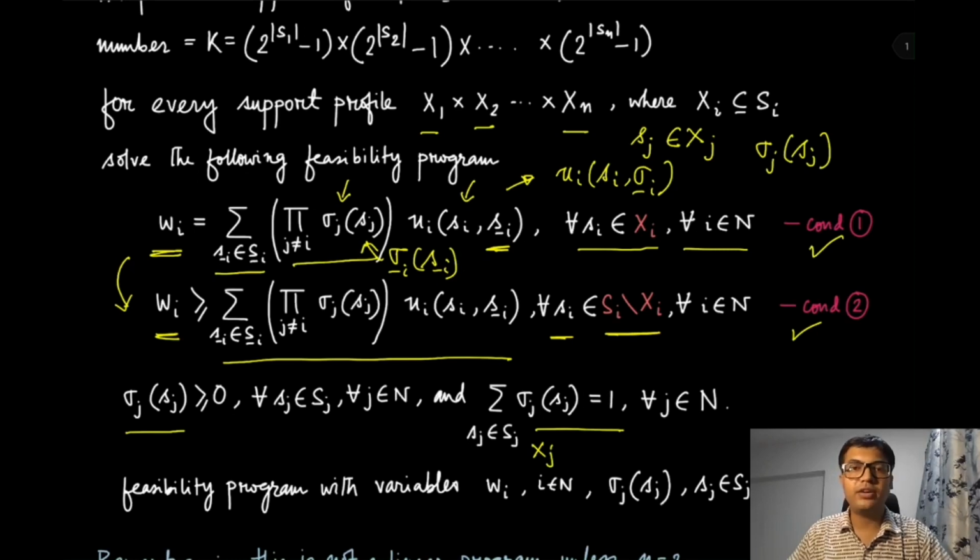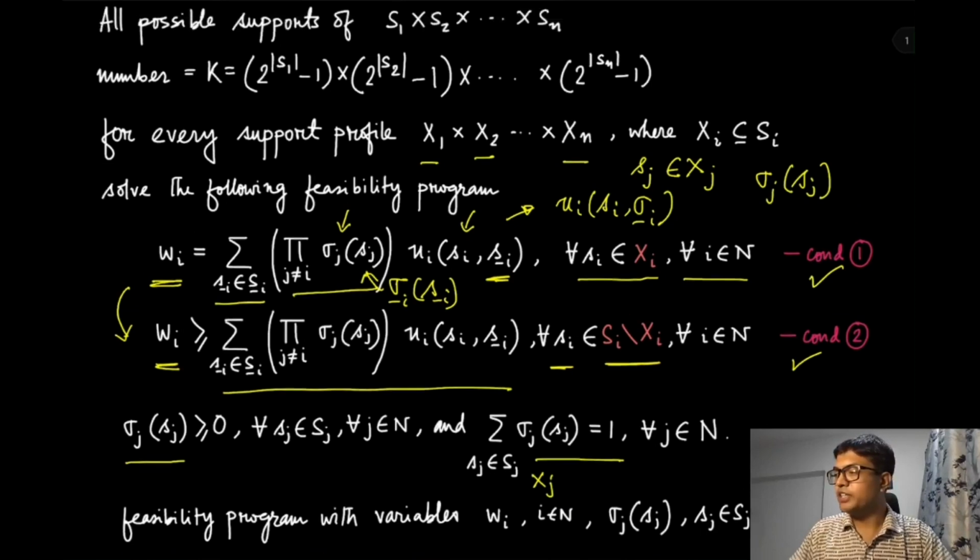So this feasibility program is solved for one support profile, and exactly this is the procedure we had followed to find the mixed strategy Nash equilibrium for that penalty shootout game. We started with different support profiles, and we have seen that for certain support profiles you cannot maintain this feasibility. I mean, there is no solution to this feasibility program, so we throw that out. Whenever it was possible, we found the corresponding values of sigma j of sj for all these players, and that happens to be the mixed strategy Nash equilibrium for that game.